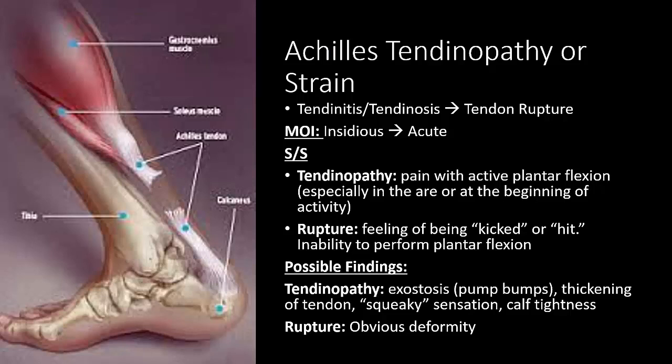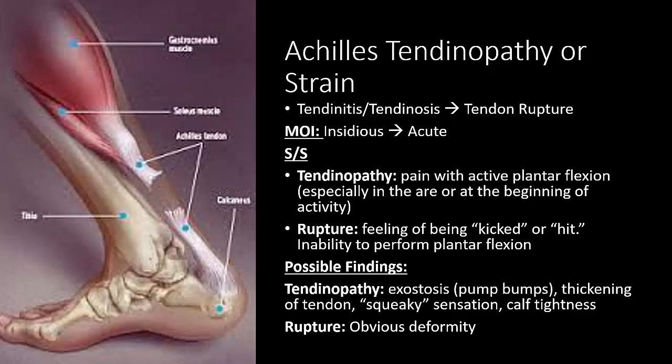Achilles tendinopathy or strain. An Achilles tendon rupture is when the Achilles tendon breaks. The Achilles is the most commonly injured tendon in the body. A rupture can occur while performing actions requiring explosive acceleration, such as pushing off or jumping.